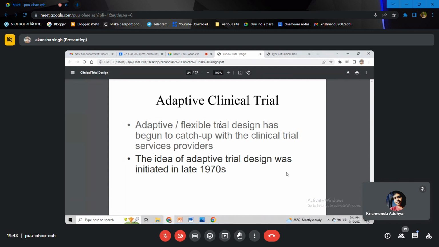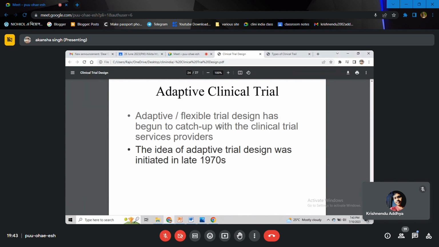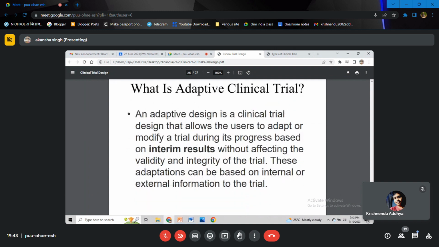The idea was initiated in the 1970s. As the name suggests, we have to adapt to the situation. Most of the investigators practice this type of design, adaptive trial. You can make changes on the basis of the preliminary results. After 1 week of treatment, if you want to change certain designs, you can increase the patients, you can decrease the subjects, you can change the design based upon the initial results.